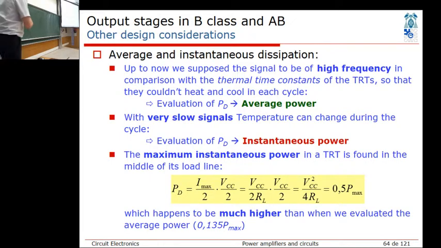Okay, example. Okay. I think that's the next one. So average and instantaneous dissipation. So now we have this high frequency signal. So basically, high frequency signal meaning that this device does not heat up.